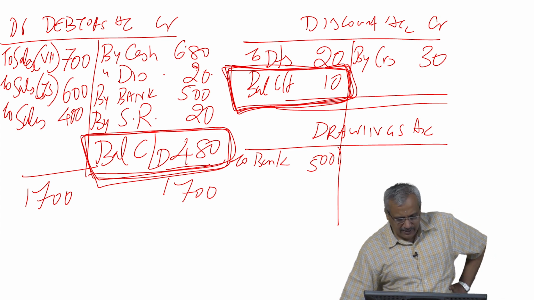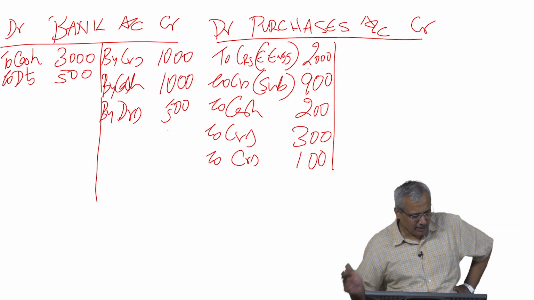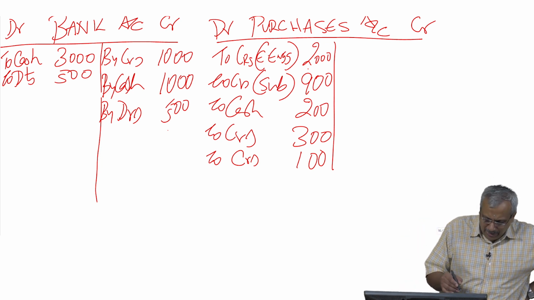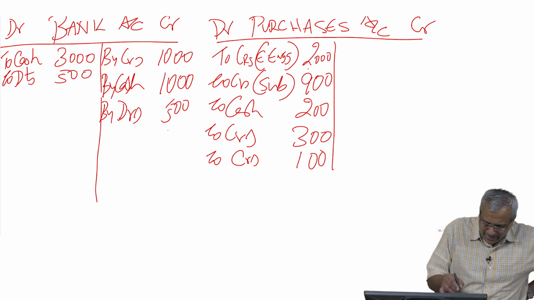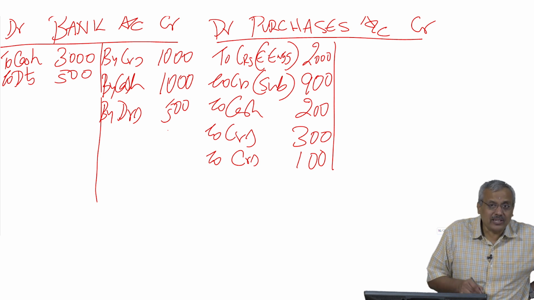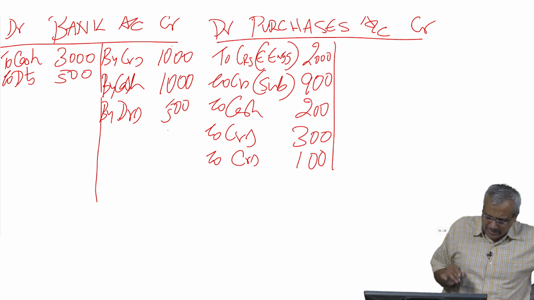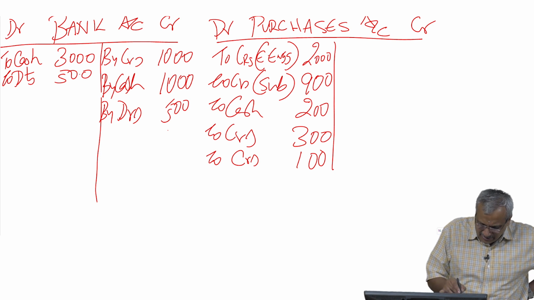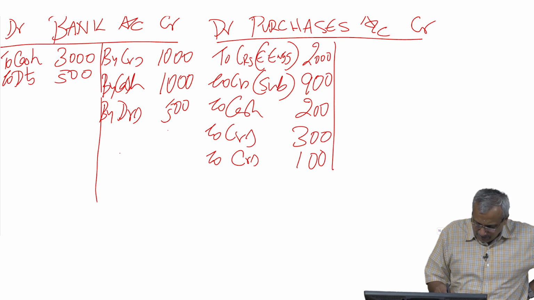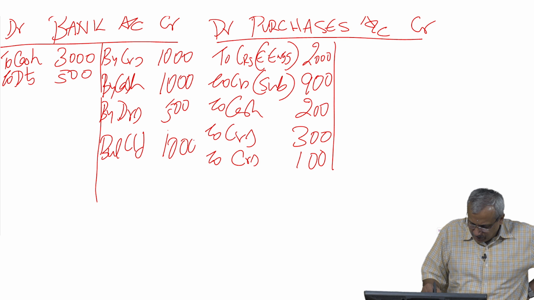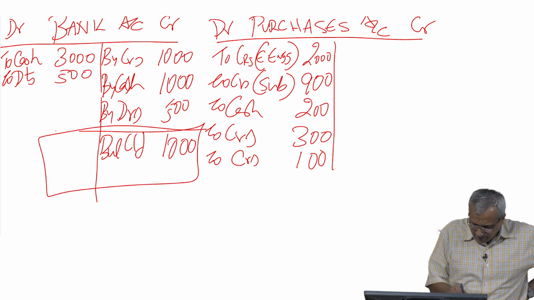Now if I have to move further, let me say what is the bank balance I have. Every time there is an increase in the balance it comes on the debit side, every time there is a reduction in the balance it comes on the credit side. The net amount that should be there in the bank is 3500 minus 2500, so the balance carried down will be 1000. As of today my bank balance should be rupees 1000.